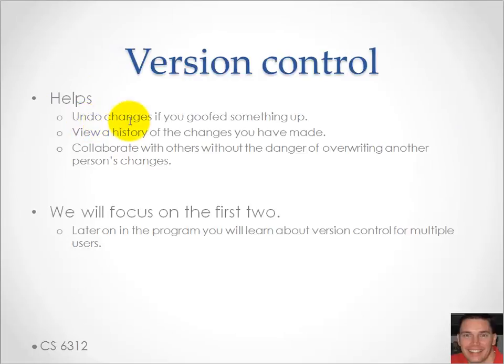What it does is it helps you undo changes if you give something up. It helps you view a history of the changes that you have made, so you can go back to a previous version and see how your document or your code has evolved over time. And then it allows you to collaborate with others without the danger of overriding another person's changes. And so version control can be very helpful for any type of application that you're working on, or even if it's just a report that's going to be evolving over time and you're working with other people.